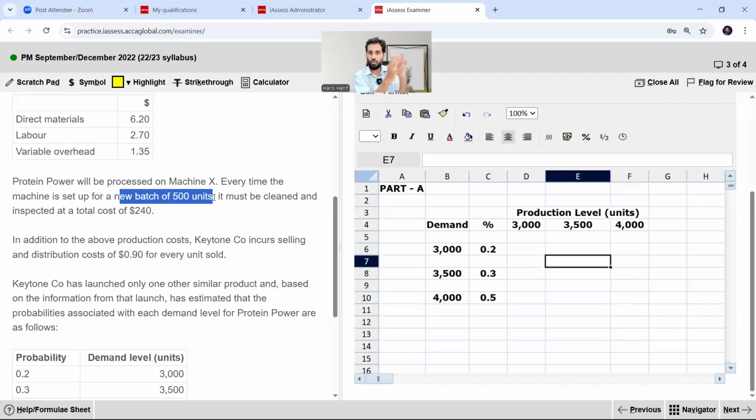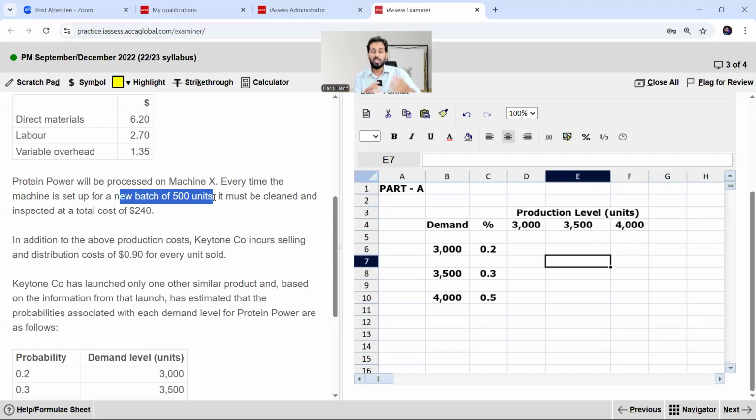So the machine is going to be set up. What is the setup? Setup means getting the machine ready. The oiling is done, the machine is ready to produce. That's called the setup. Just imagine a restaurant producing pizza, burgers, whatever food they are serving.